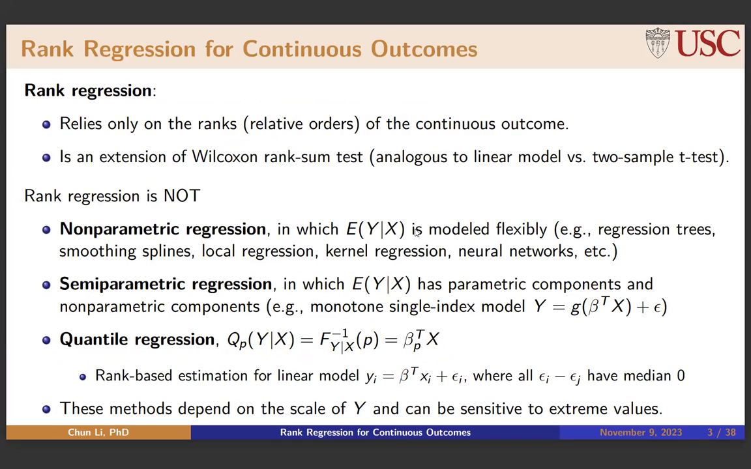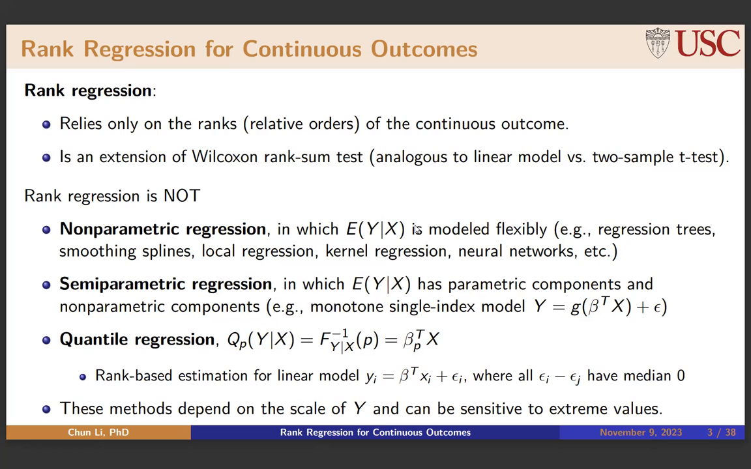What we want to focus on is regression methods that only deal with the outcome ranks, so that you can do a transformation on the outcome as long as the transformation is monotonic. The model essentially is the same, and essentially is the extension of Wilcoxon's rank sum test. This is analogous to linear regression versus the two-sample t-test.